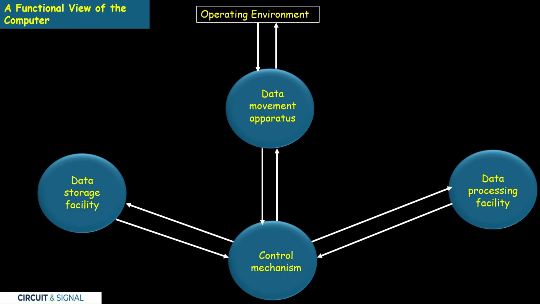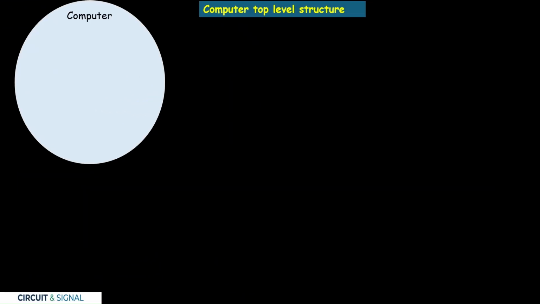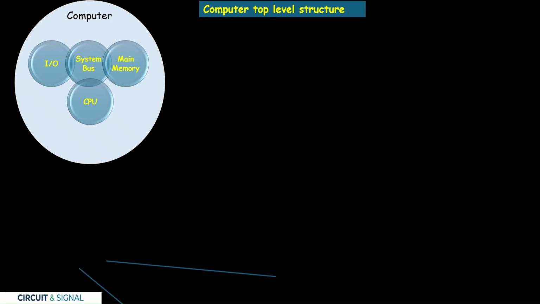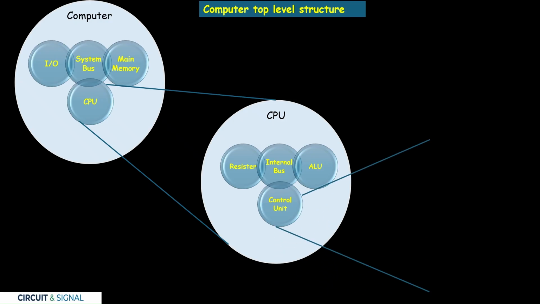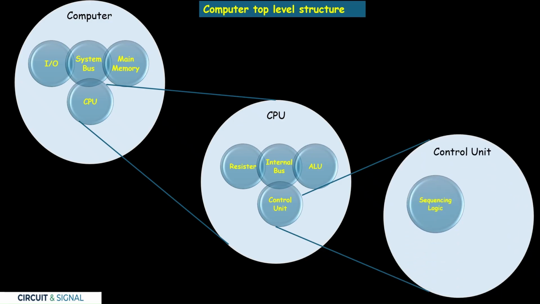Now we will see the structural view of the computer. In a computer there are four parts: input, output, main memory, and CPU, and these are connected through the system bus. Inside the CPU there are three parts: register, ALU and control unit, connected via the internal bus. And inside the control unit there are three parts: sequencing logic, control unit registers and decoder, and control memory.